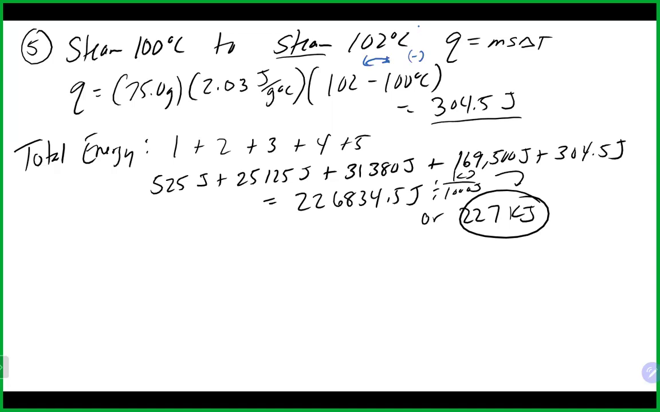And that would make sense, right? Because if we were going from steam back to ice, that's an exothermic process, and the energy should be released, and we should end up with a negative value. Here we were going from solid to gas, which is endothermic, so we should end up with a positive value here. Any questions on that there?